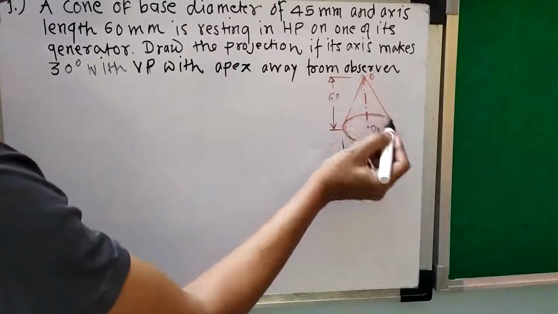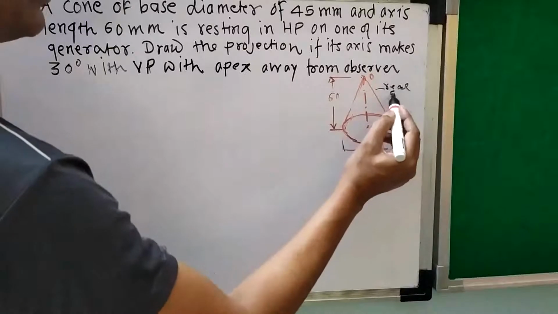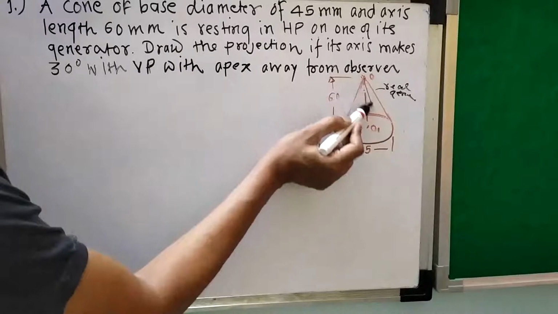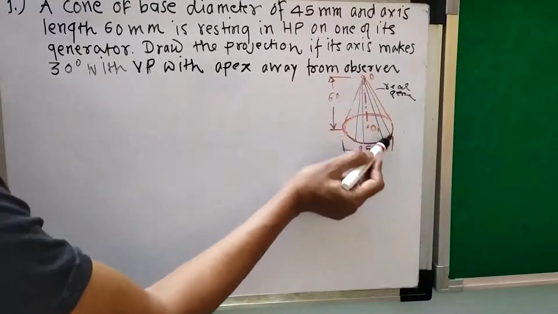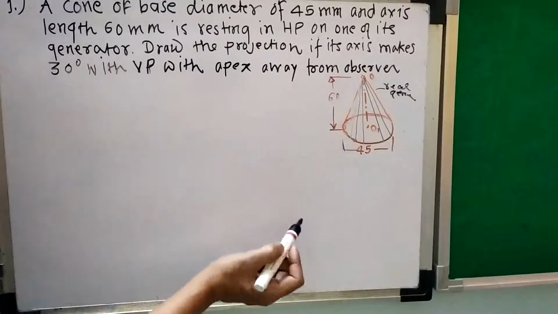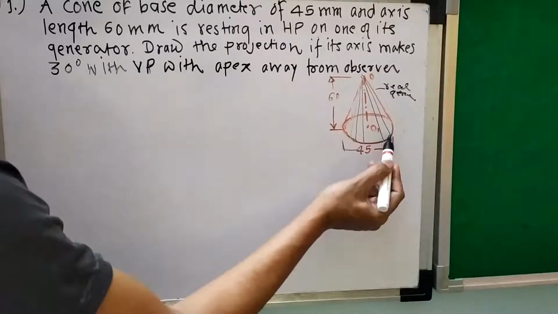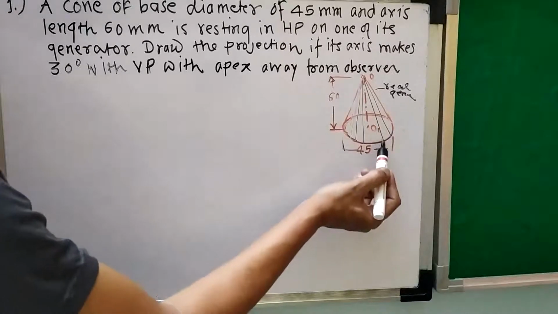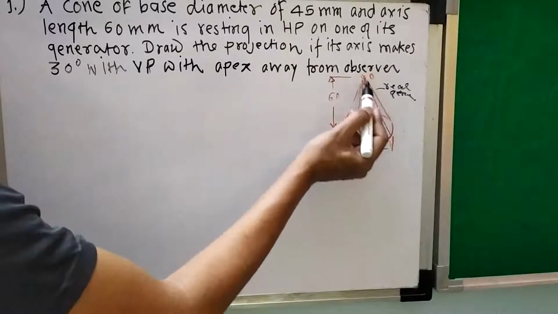This outermost line is the real generator, and you can draw any number of such lines on this curved surface like this. So these are the imaginary generators. Only the outer boundary lines are the real generators. Suppose you have divided the circle into 12 equal parts. From 12 points you can draw 12 generators. If you divide this base circle into 8 equal parts, from 8 points you can draw these 8 imaginary generators. Out of these, this is the real generator.